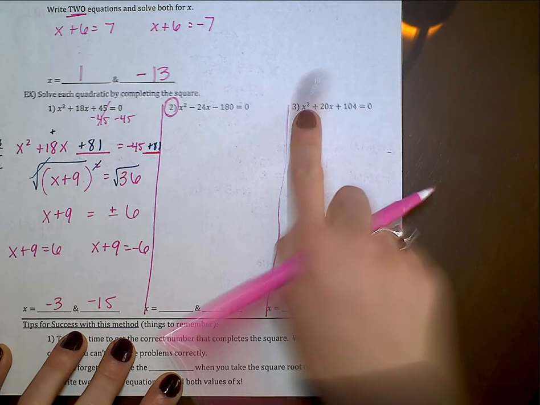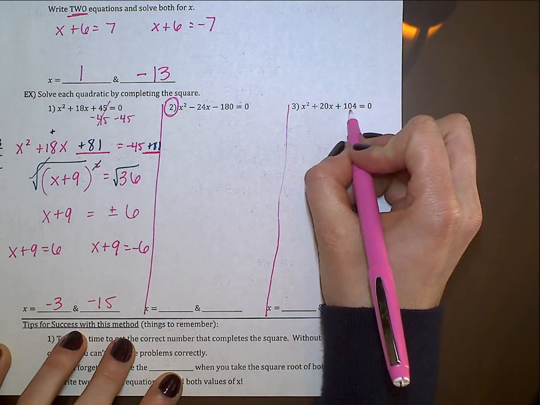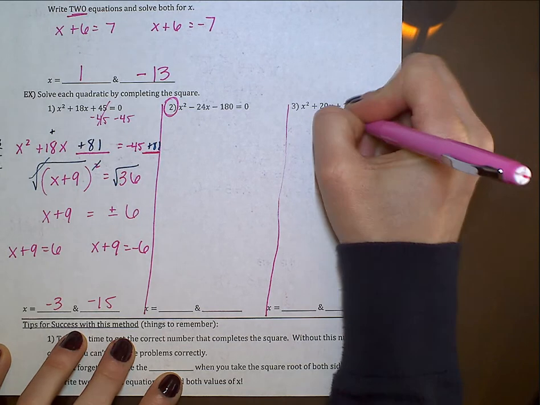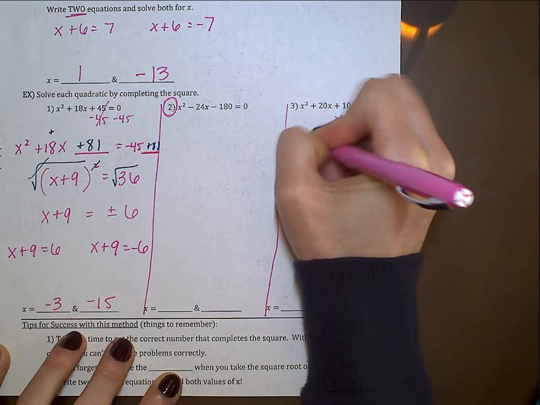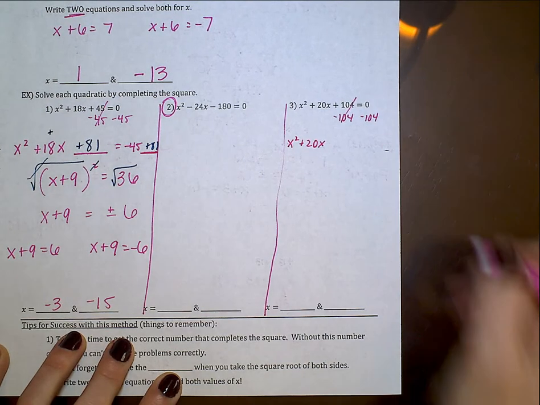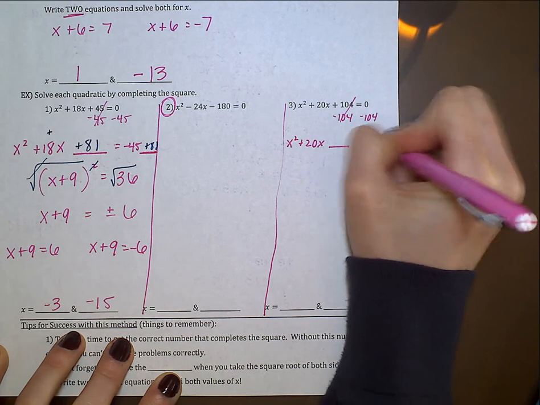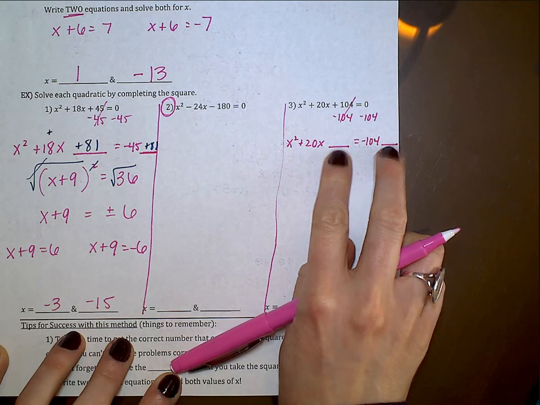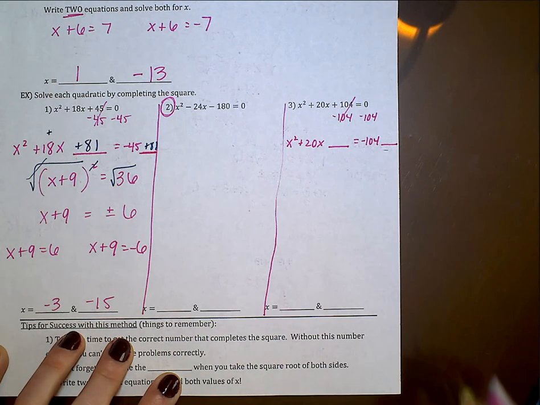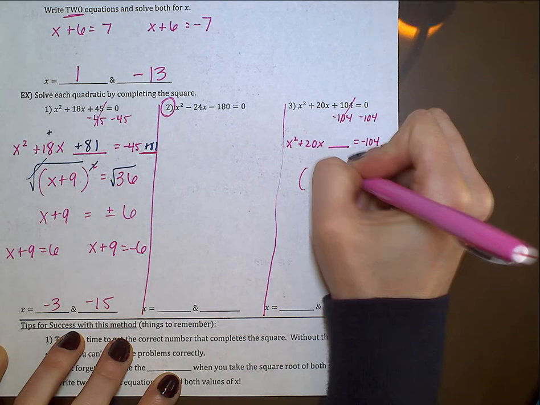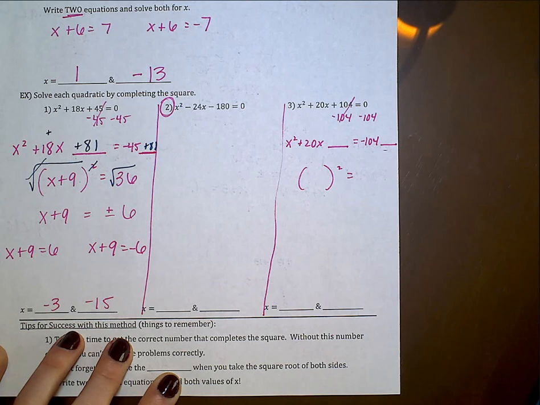So number 3, if 104 is not a perfect square, then you got to get it out of there. I'm going to subtract it over. And I know I'm going to want to complete the square, so I'm going to leave a blank, and write the blank on both sides because you got to add that number in both places. Okay, my goal is to write this side as something squared. So what goes here to make this a perfect square?